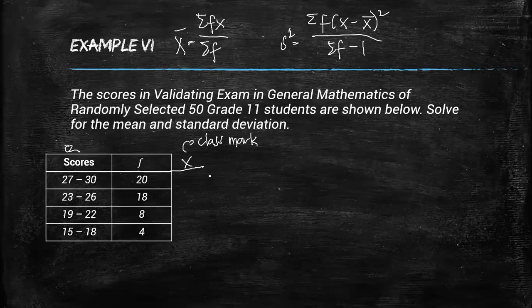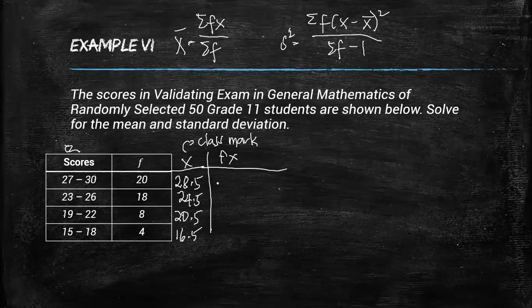Okay. So to find our class mark, or our X, all we have to do is to simply add the highest score and the lowest score in our range and divide that into 2. So, lista ko na lang yung mga class mark or yung X natin. So, we have 28.5, 24.5, o paki-check na lang gawa niyo, 20.5, and 16.5. Okay, and then multiply F and X. So we have 570, we have 441, we have 164, and 66. So kailangan natin si F of X.